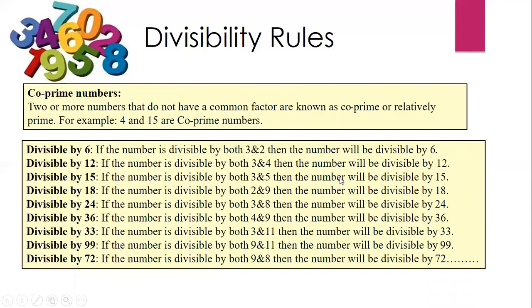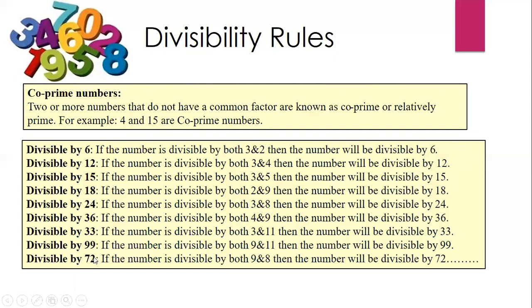Next, we have some divisibility rules using coprimes. As we discussed earlier, coprimes are numbers which do not share any common factor between them except 1. For example, the divisibility rule for 12 is to take the two coprime numbers 3 and 4. We know the divisibility rule for 3 as well as 4. So if the number is divisible by 3 as well as 4, that number will be divisible by 12. Same way for 24, it will be 3 and 8. If the number is divisible by 3 as well as 8, the number will be divisible by 24.